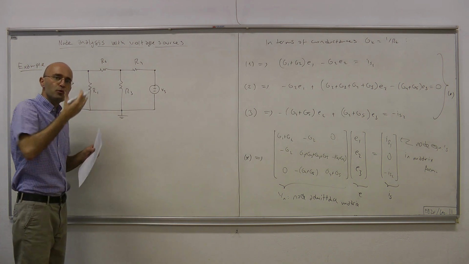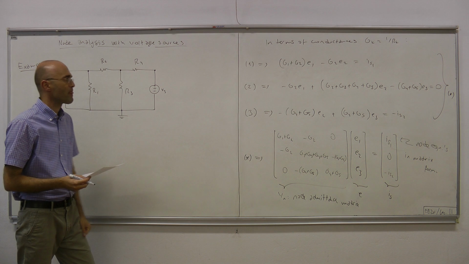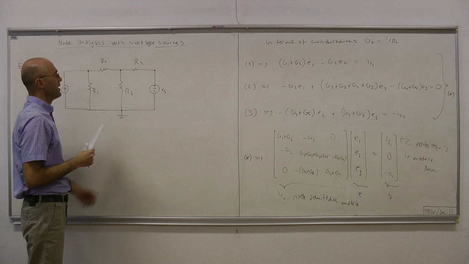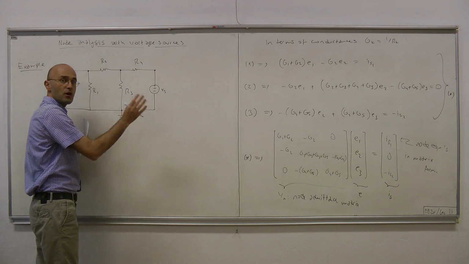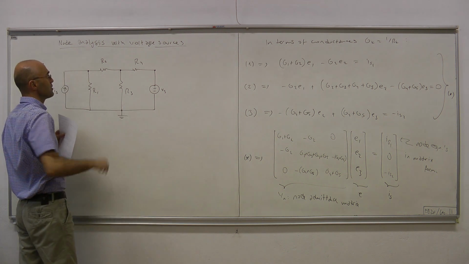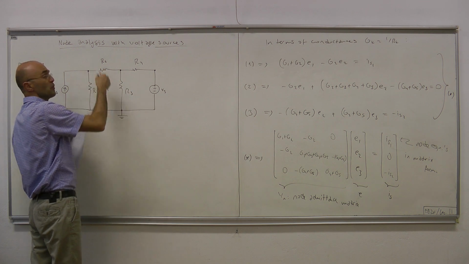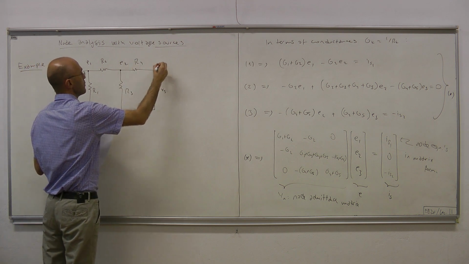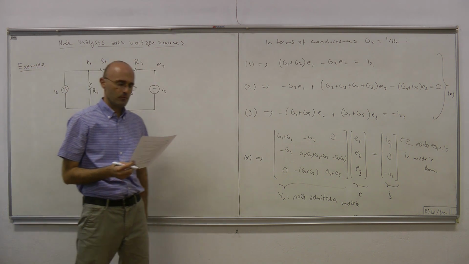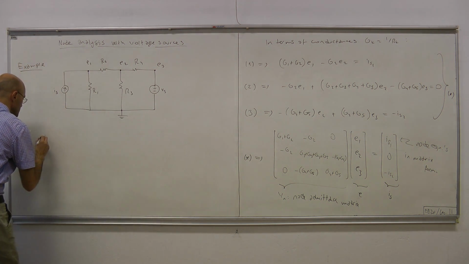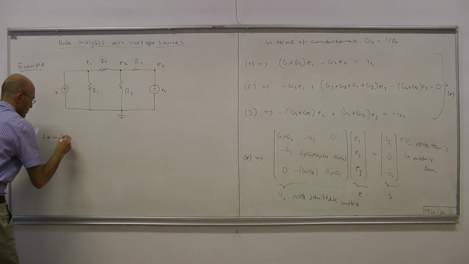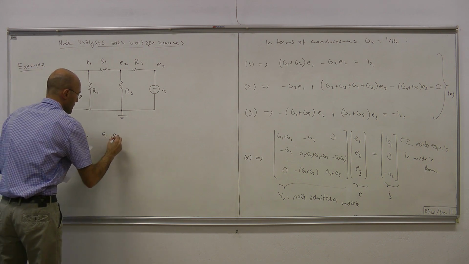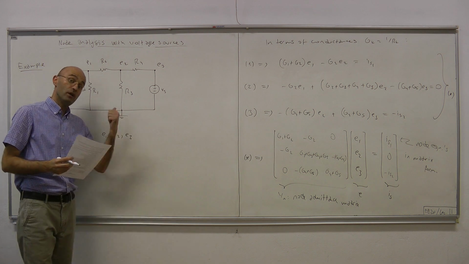Now, let's apply the procedure that we have written down. If you apply the procedure, what remains once the ground node, the reference node, is taken out of the picture are 3 nodes. So that makes E1, E2, and E3. Those are our node voltages. So formulation variables are E1, E2, and E3 if you apply the procedure.